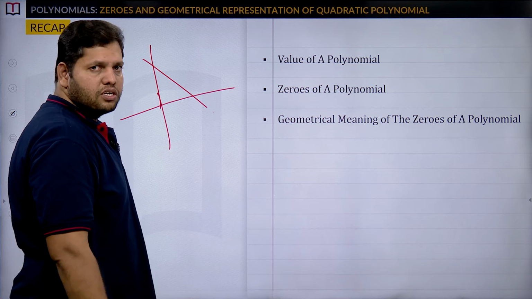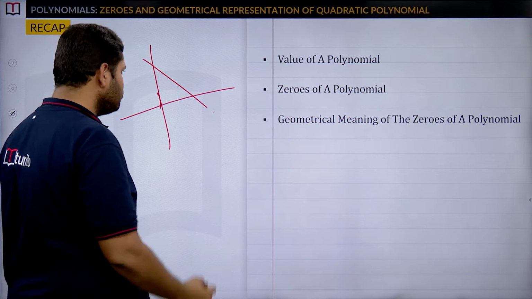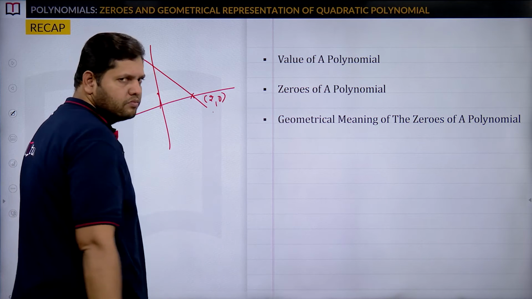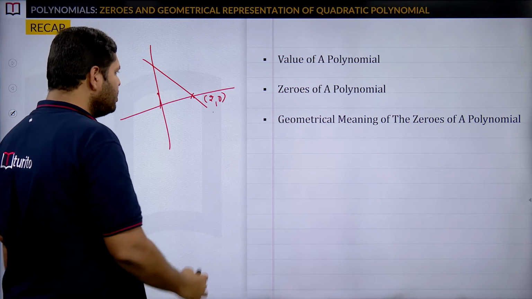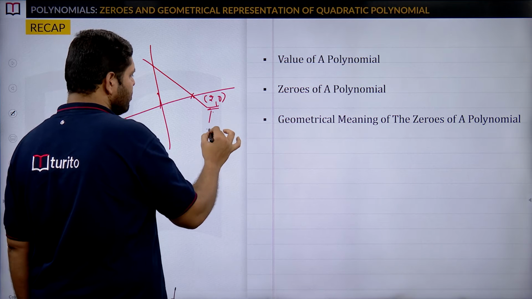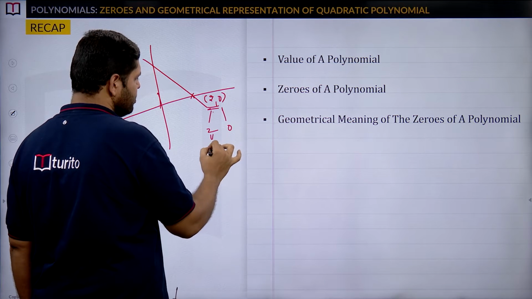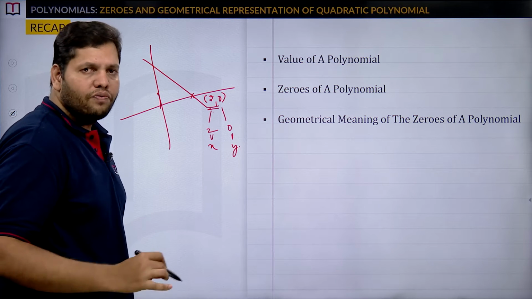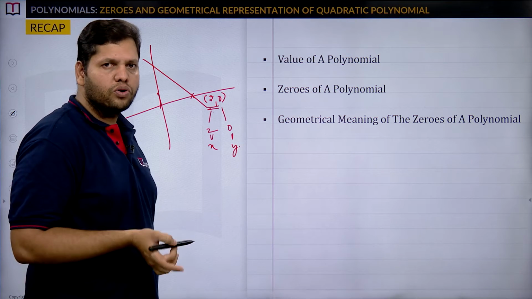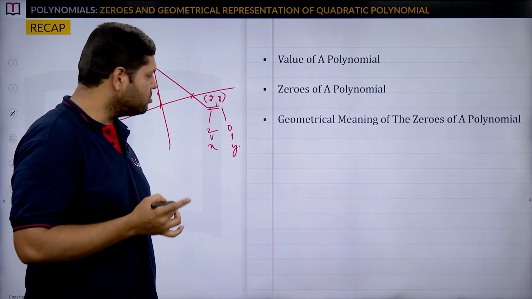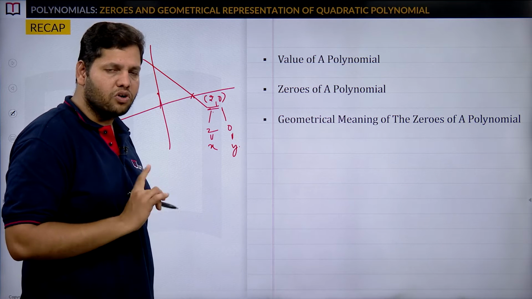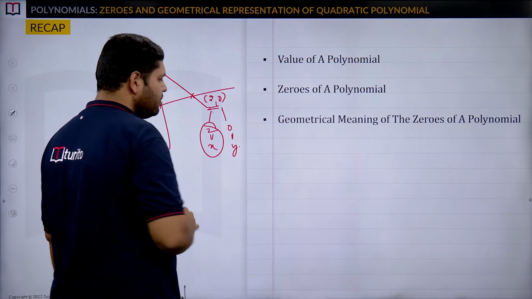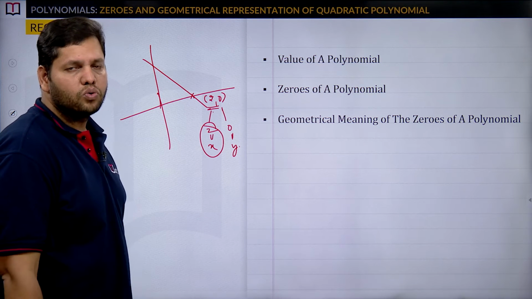Okay. So see children, where the line is meeting the x-axis. Suppose the line is meeting the x-axis at (2, 0). So at this point (2, 0), the x coordinate is 2 and the y coordinate is 0, isn't it? This is called the x coordinate and this is called the y coordinate. So forget about the y coordinate, children, and concentrate only on the x coordinate on the x-axis. Here the x coordinate is 2.